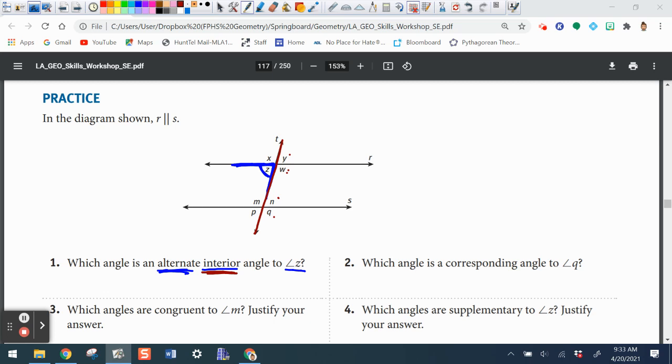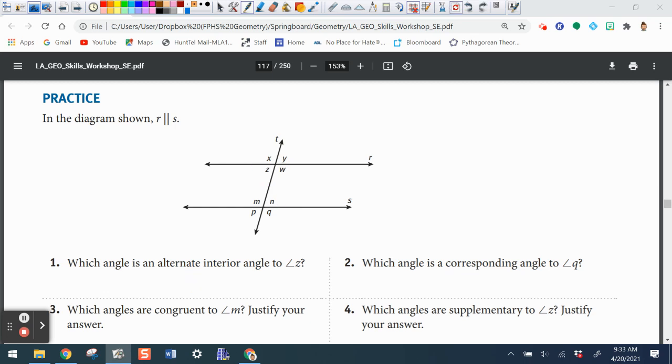Angle Z and angle W are actually considered adjacent angles because they share the same vertex right here, what I'm highlighting in a different color. They share the same vertex and this side. So Z and W aren't alternate interior. In fact, angle Z and angle N are alternate interior angles. So that is how we describe the alternate interior angle to angle Z. Then number 2, we see a new word here: which angle is a corresponding angle to angle Q?